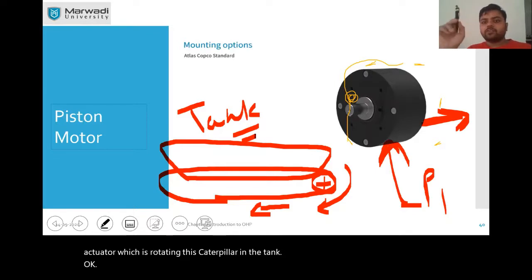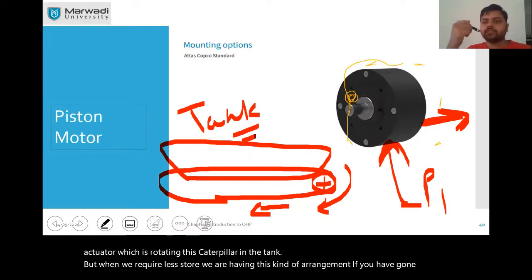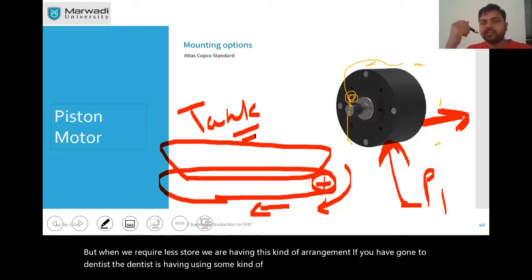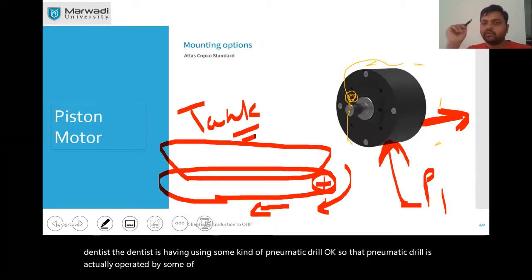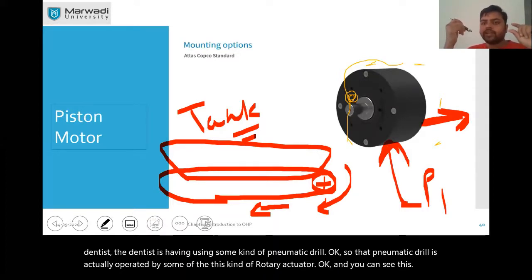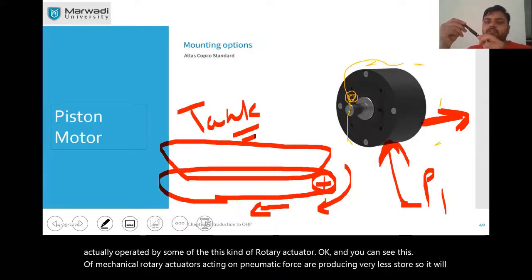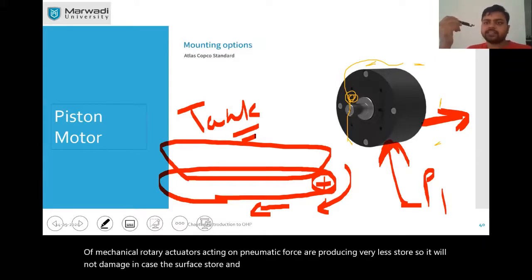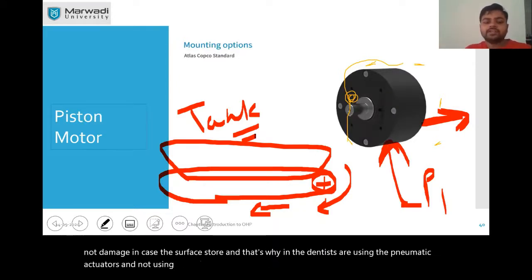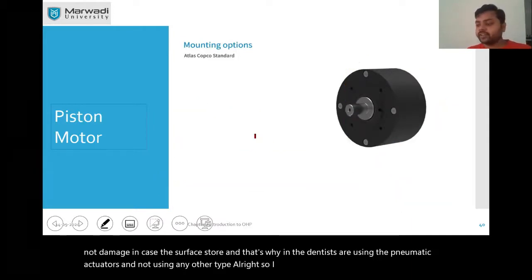But when we require less torque, we have this kind of arrangement. If you have gone to a dentist, the dentist is using some kind of pneumatic drill. That pneumatic drill is actually operated by this kind of rotary actuator. You can see these mechanical rotary actuators acting on pneumatic force produce very little torque. So it will not be damaged in case the shaft is stalled, and that's why dentists use pneumatic actuators and not any other type. All right, so I hope this portion is very clear for you.